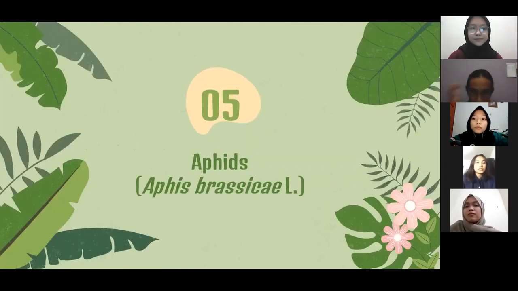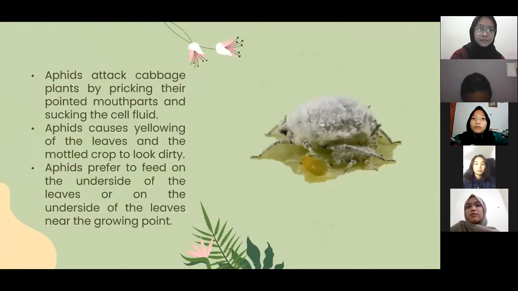Okay, the last pest is aphids. Aphids attack cabbage plants by pricking with their pointed mouth parts and sucking the cell fluid. Aphids cause yellowing of the leaves and the mottled crop looks dirty. Aphids prefer to feed on the underside of the leaves or on the underside of the leaves near the growing point.